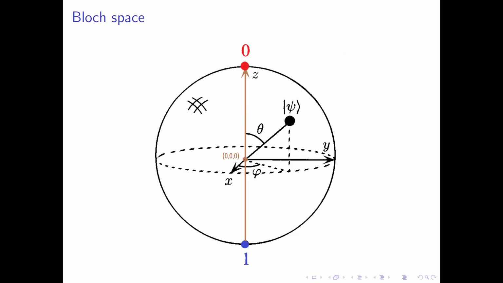Okay, now let me refer to the Bloch space. This is a qubit representation in Bloch space. So we have 0 and 1. Essentially we have two real numbers, two angles, that give the position on the Bloch sphere in a unique way. So this is how it is.